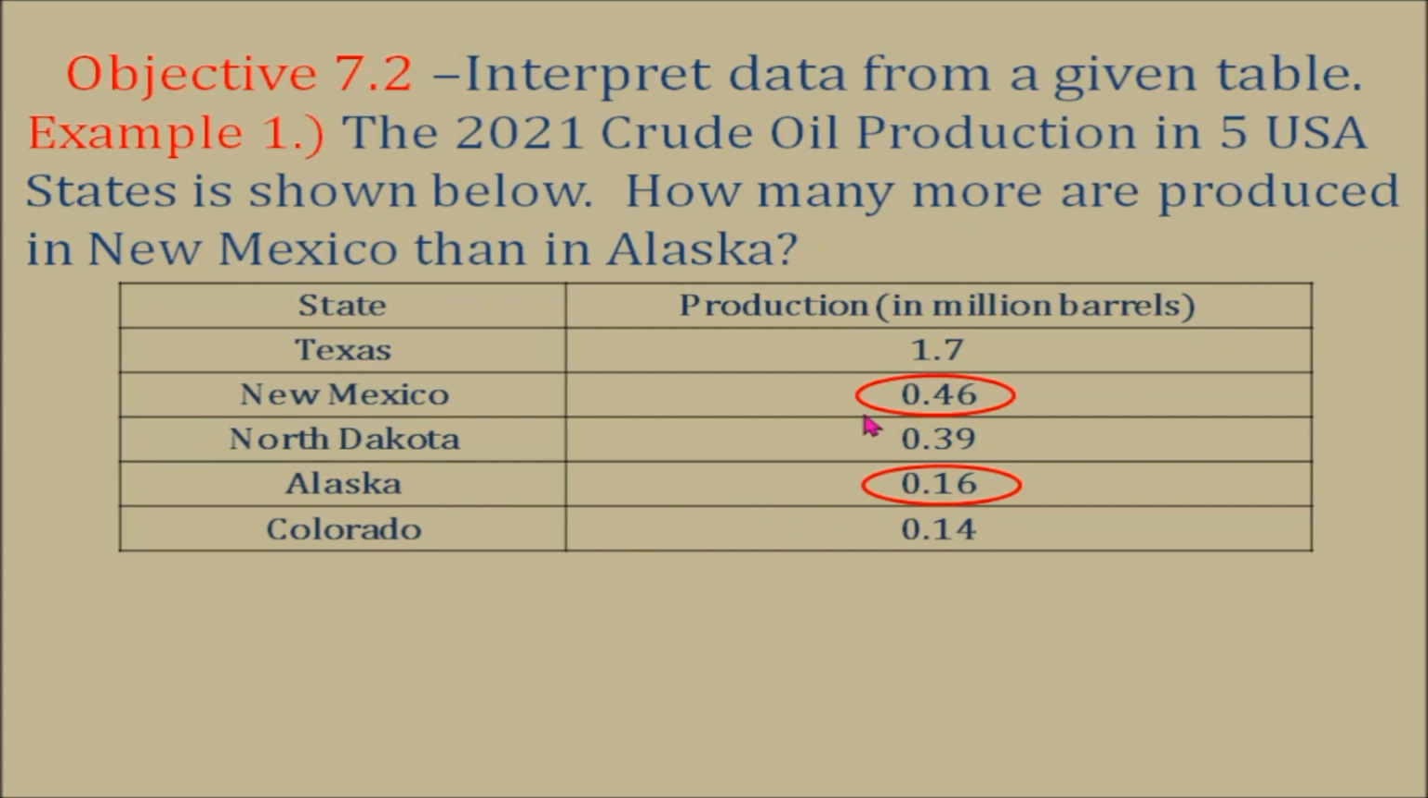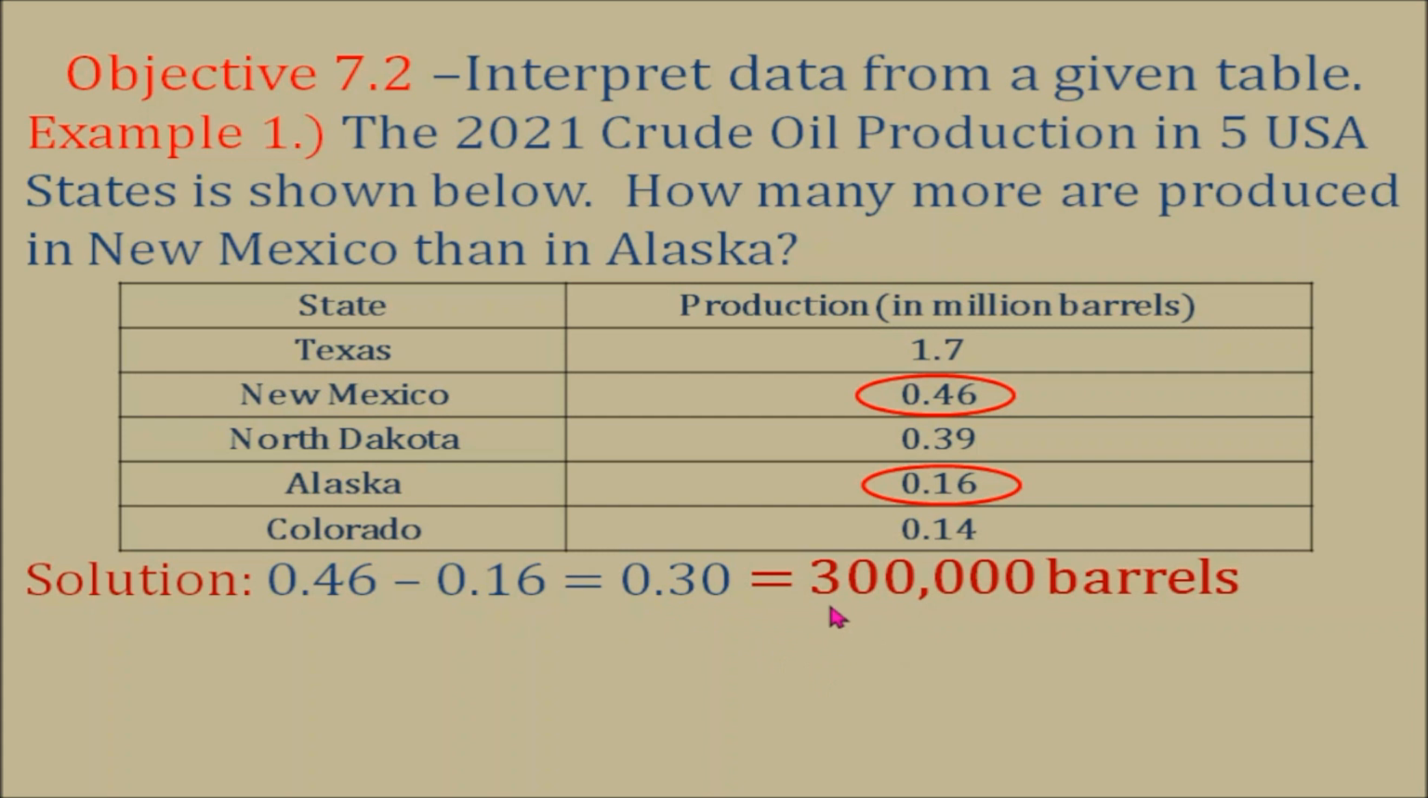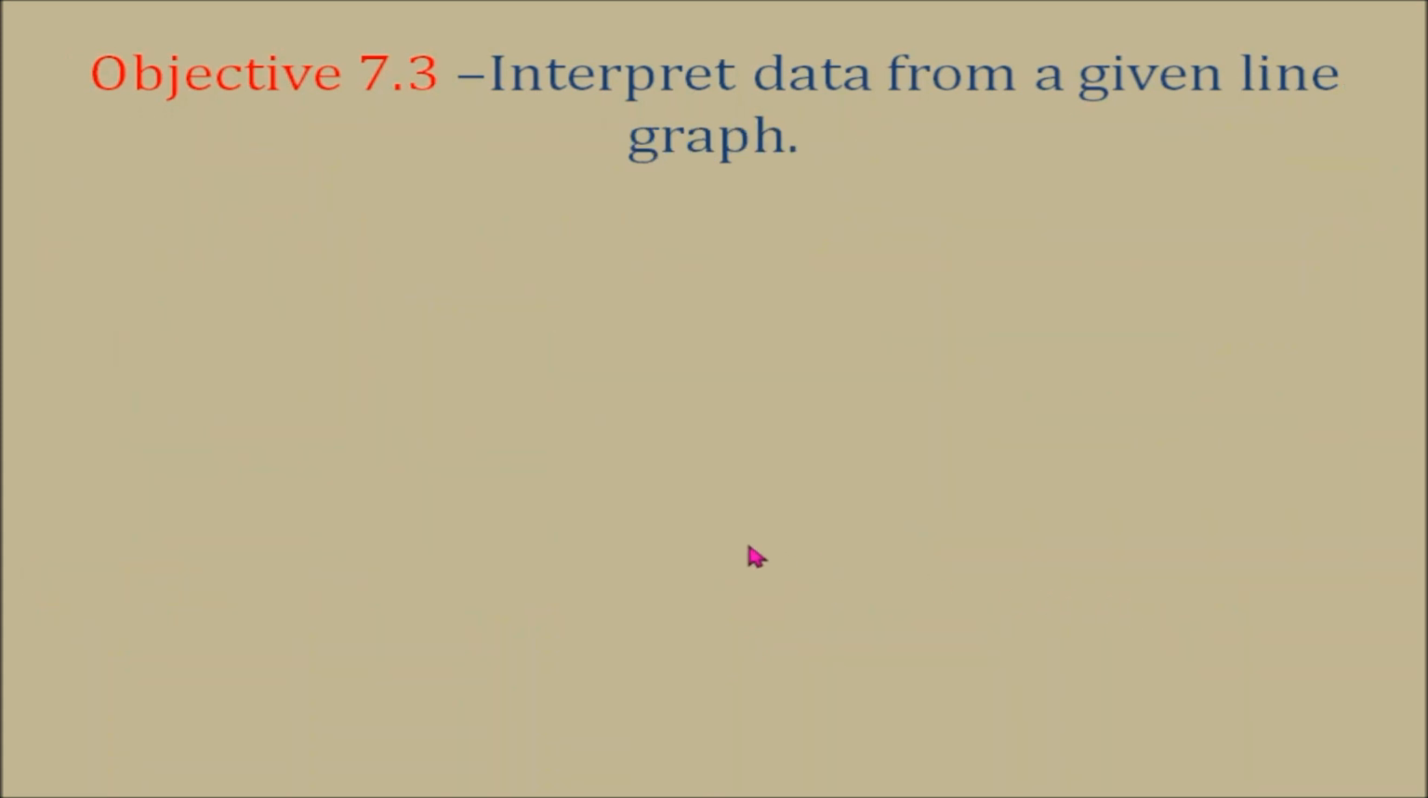So to answer the question, we are going to subtract. So that's 0.46 minus 0.16, which is equal to 0.30. And since it is in million barrels, we multiply this number by 1 million, and our answer is 300,000 barrels.